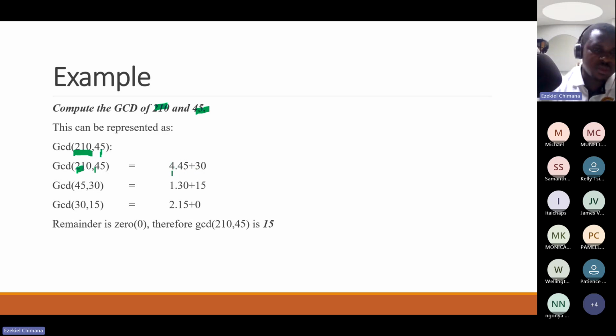If you do this math, you will get 210. But a lot of people are trying to join.